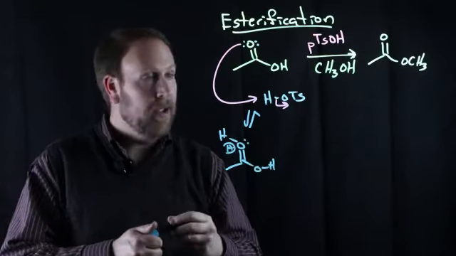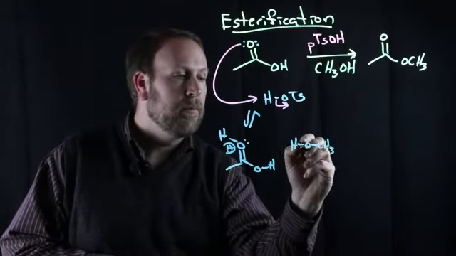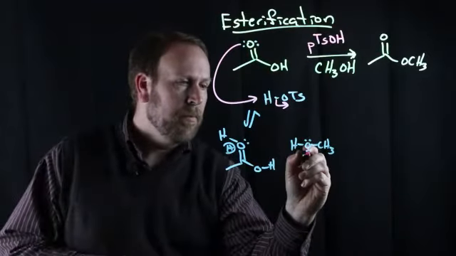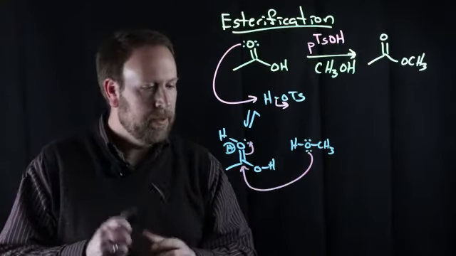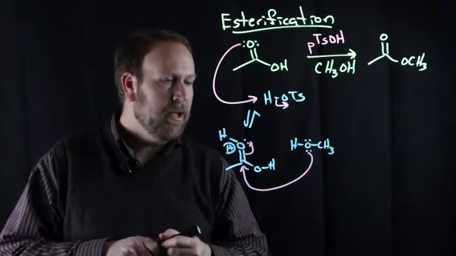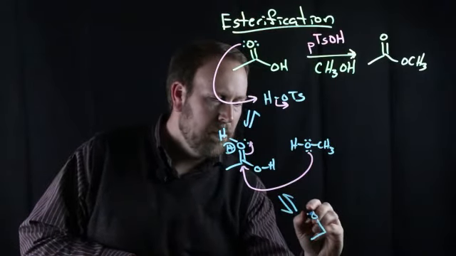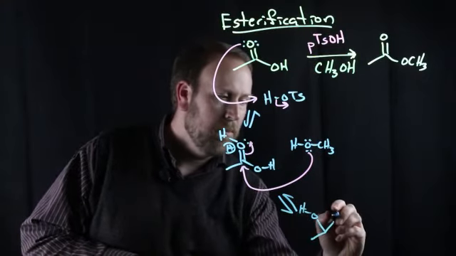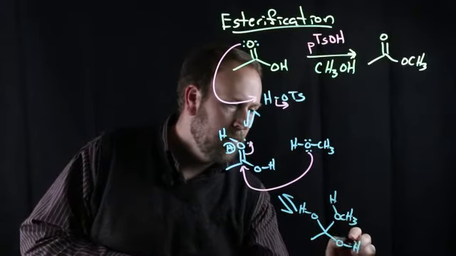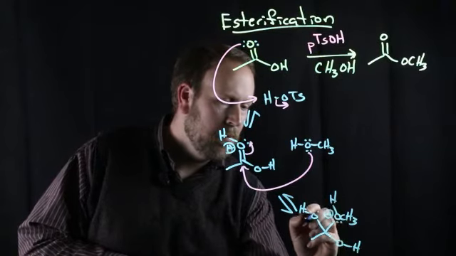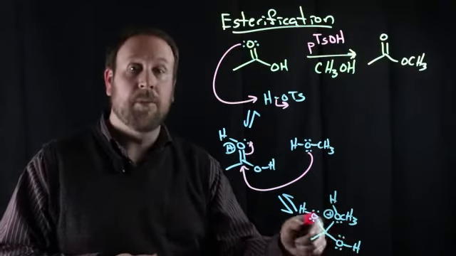Once we've activated that carbonyl, then we can have our methanol attack. So methanol attacks our carbonyl, just like we've seen in our other nucleophilic acyl substitution chemistry. This is going to give us a tetrahedral intermediate. But now we want to make one of these alcohols a better leaving group.